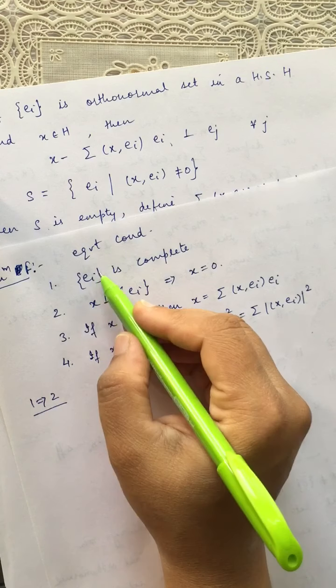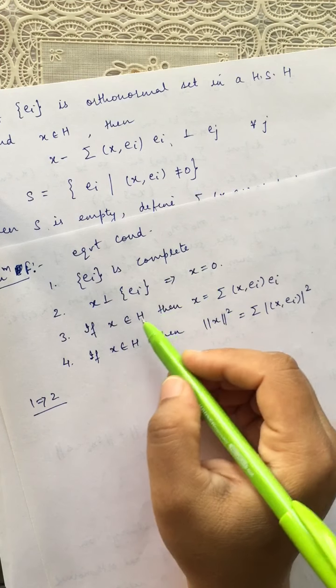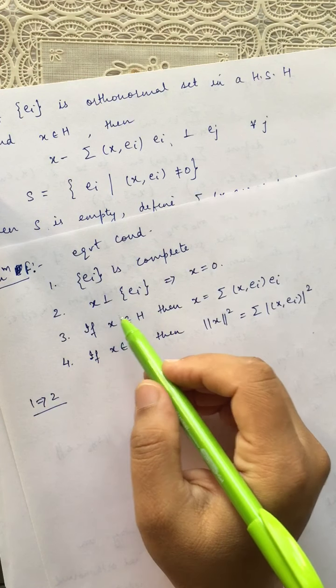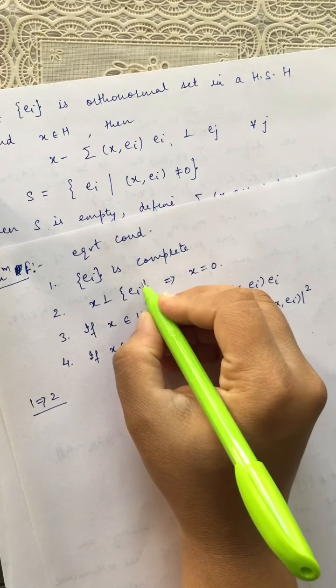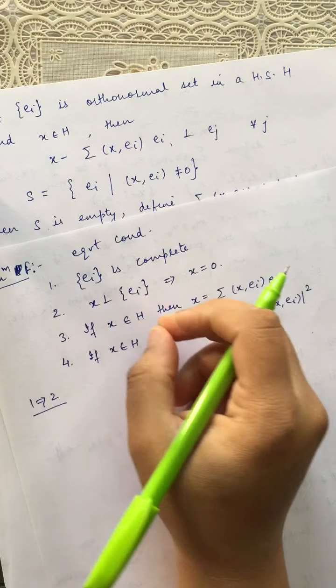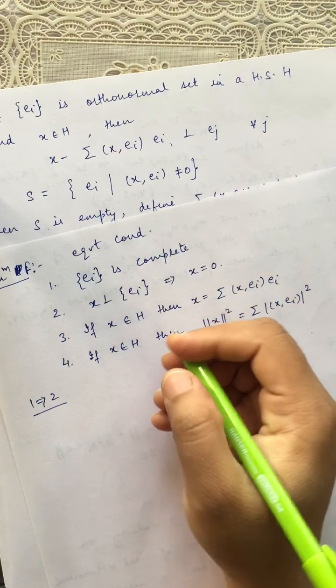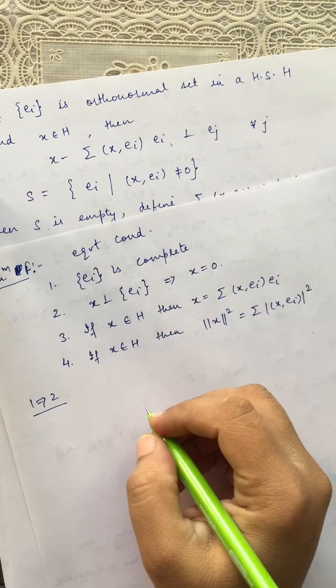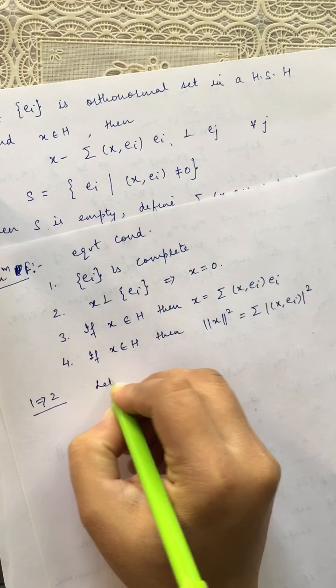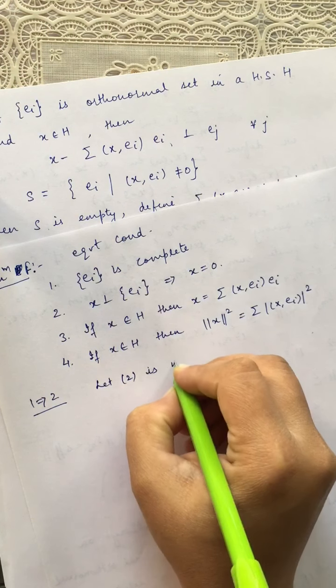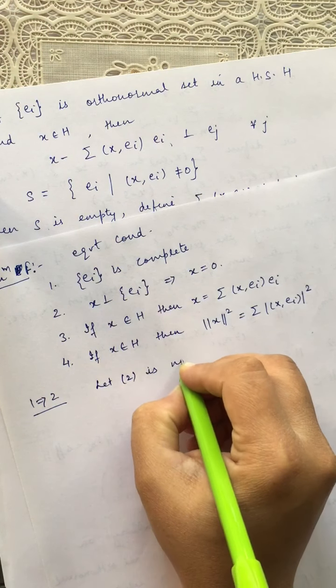So in 1 we have given that EI is a complete orthonormal set, and secondly we have to prove that if X is perpendicular to EI, then X is 0. X is perpendicular to EI means X is perpendicular to all the vectors EI, then X is 0. Now suppose this second condition is not true. Let 2 be not true.